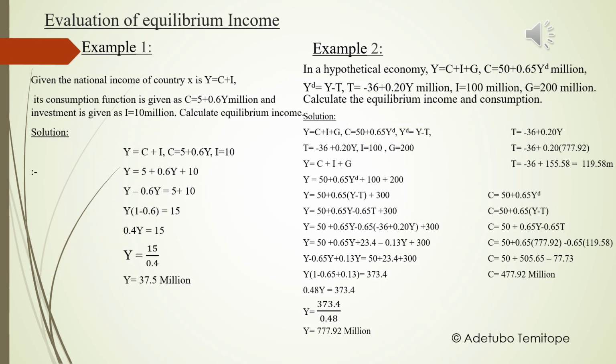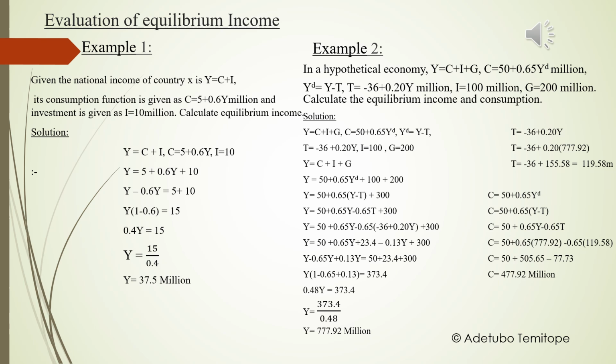We shall be using figures in our examples. Now, we want to evaluate the equilibrium income. So example 1: we are given the national income of a country as Y = C + I. Its consumption function is given as C = 5 + 0.6Y million, and investment is given as I = 10 million. Calculate equilibrium income.